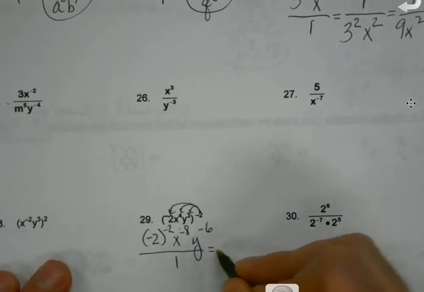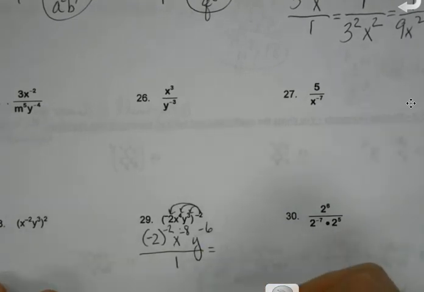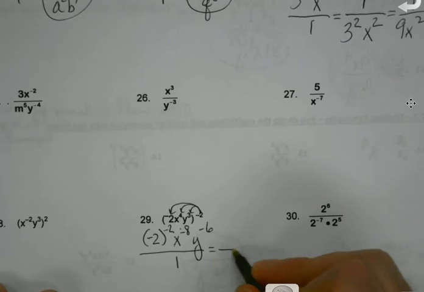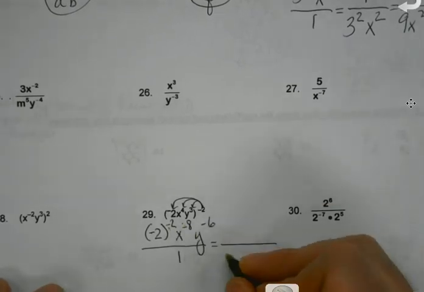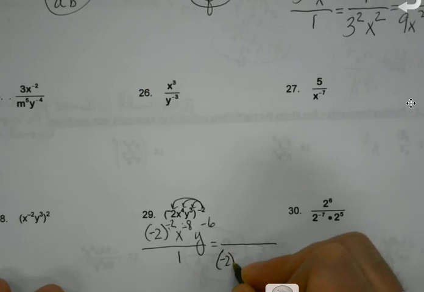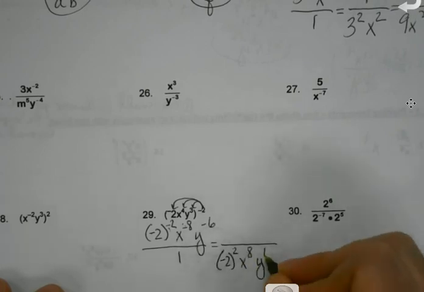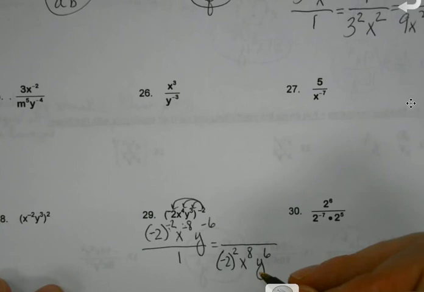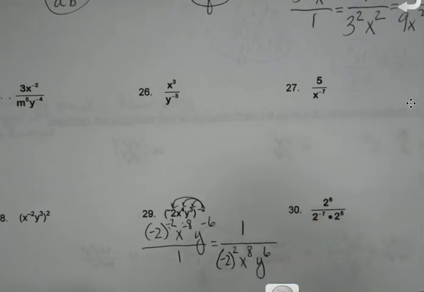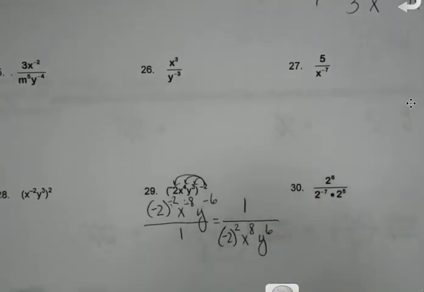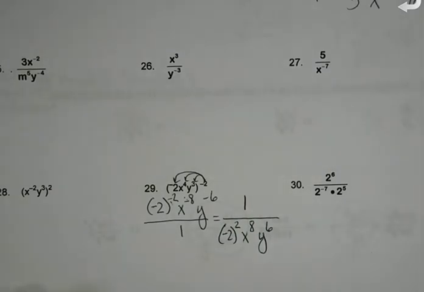Make it a fraction. What needs to flip? Everything. Everything has a negative exponent. So I've got negative 2 squared, x to the 8th, y to the 6th. And how do I hold my place? With a 1. And some of you still may be wondering, why do you have the negative 2 in parentheses? Let me show you.